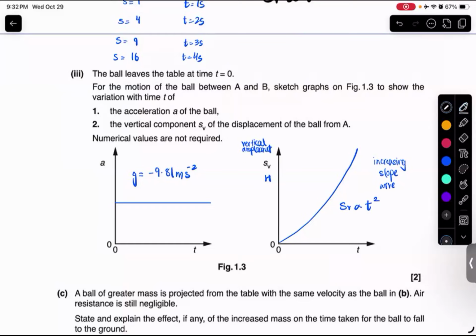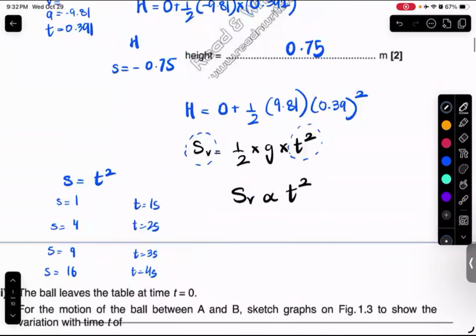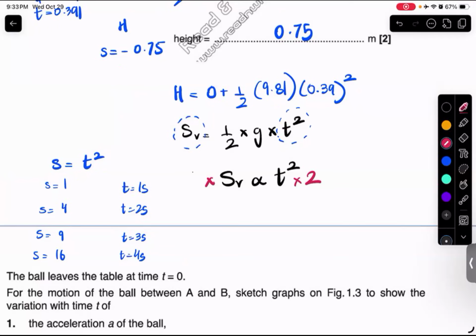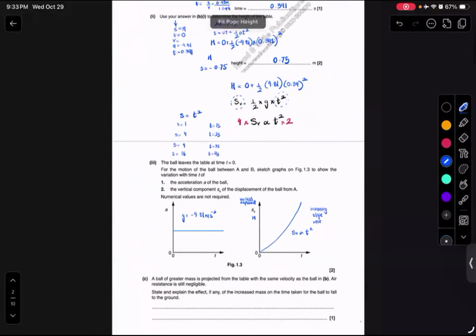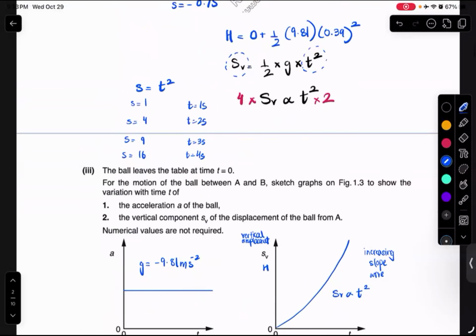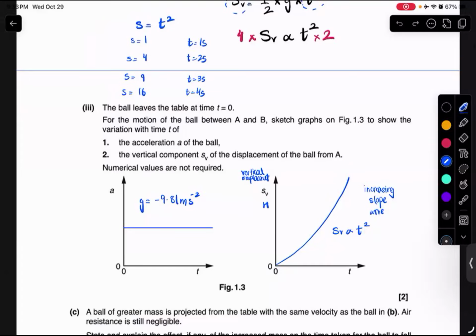Does that make sense? So that means if you increase the time by 2, then the vertical displacement is going to multiply by 4. Very, very important piece of information. Okay. Make sense? You can literally try to plot a graph and you will see that the graph is going to increase with an upward slope.